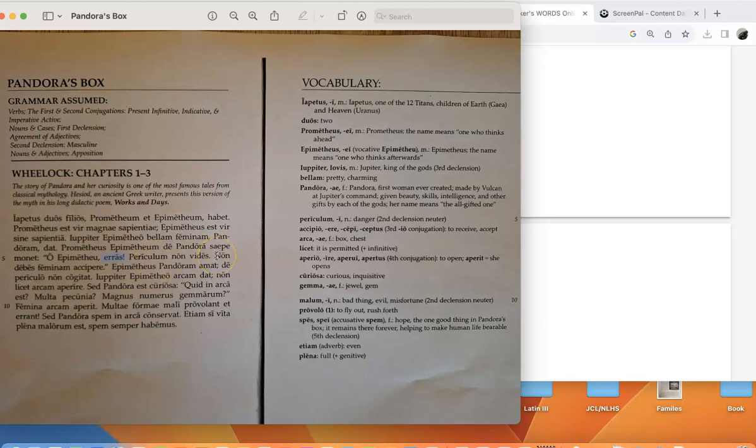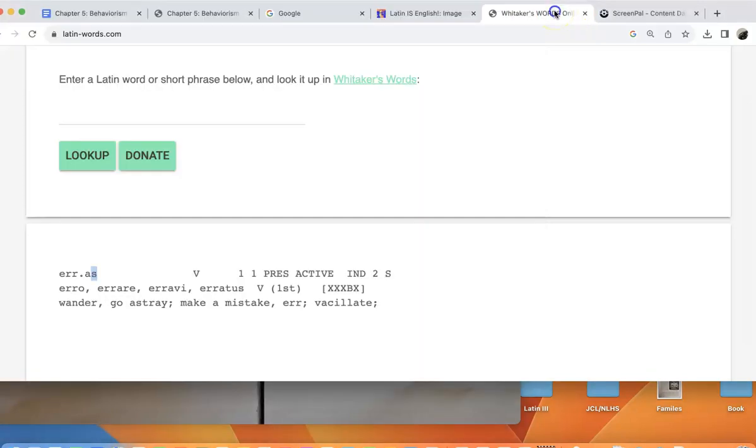And Prometheus continues, you ought not to accept the woman. So the woman from Jupiter. In other words, don't accept that gift from Jupiter. But here it just says not you ought, woman, accept. So here we have to kind of parse our words here. Debes is you ought. So again, if we're not sure of that, we can look up our words here.